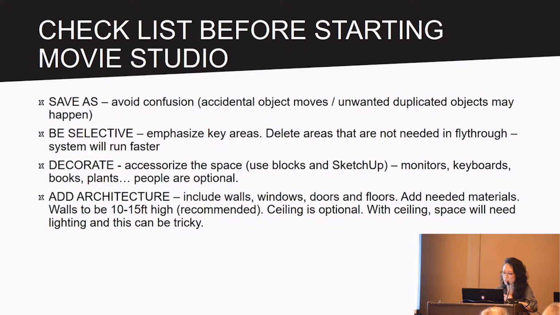Be selective. Emphasize key areas. What are the key areas? The key areas are the areas that are highlighted in the bid. So you want to delete areas that are not needed in the fly-throughs, and your system will run faster and it will save you more time. For example, if you have 5 floors of the same typical, pick one floor. Pick an area where you have your key areas, for example, your workstations, your private offices, your boardroom, your ancillary spaces, right? And then delete the rest, because at this time you have done a save as.